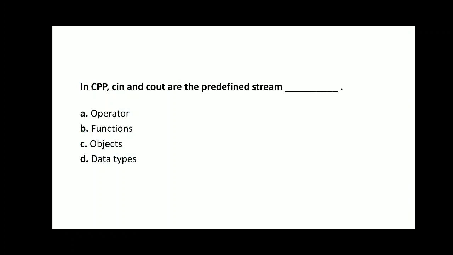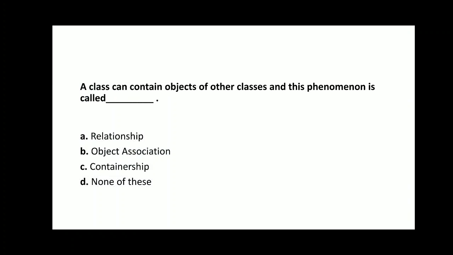Now let us have the first question regarding this. In C++, cin and cout are predefined streams of what? cin and cout are objects. A class can contain objects of other classes, and this phenomenon is called containing objects. Containing something inside the class, the object contained in the class, that is called containership.